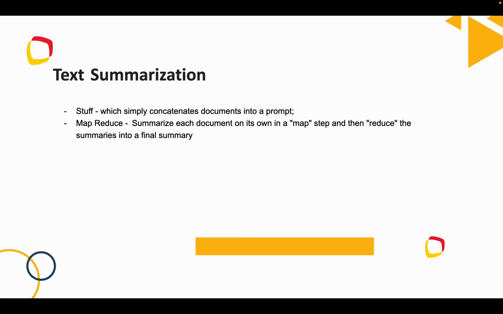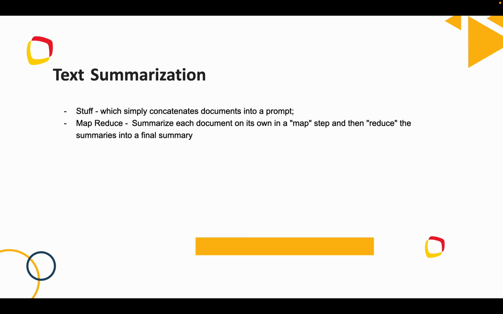The other is the MapReduce method. In the MapReduce method, we will divide the document into small chunks and summarize each chunk one by one. Then finally we will combine all the chunks together and summarize it again. So that is what happens in the MapReduce method. From this explanation itself, you must be able to guess the drawbacks and advantages of these two methods.